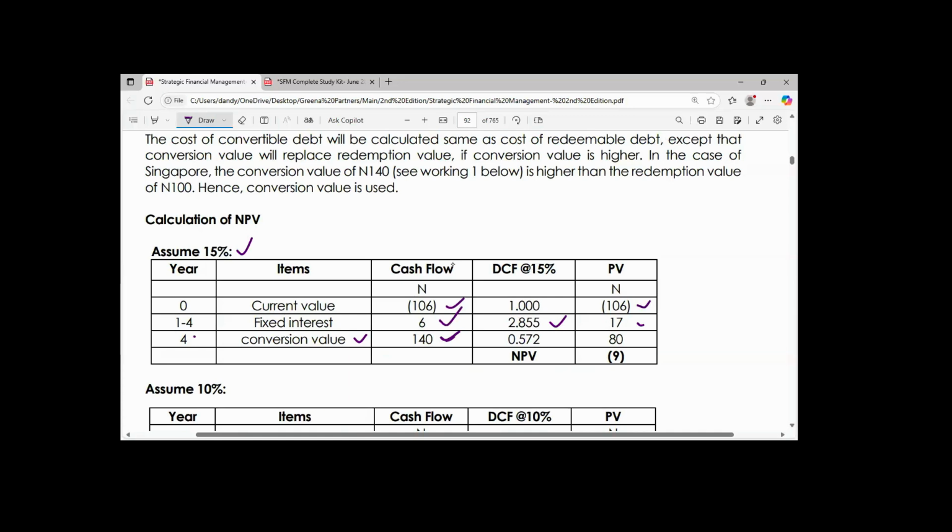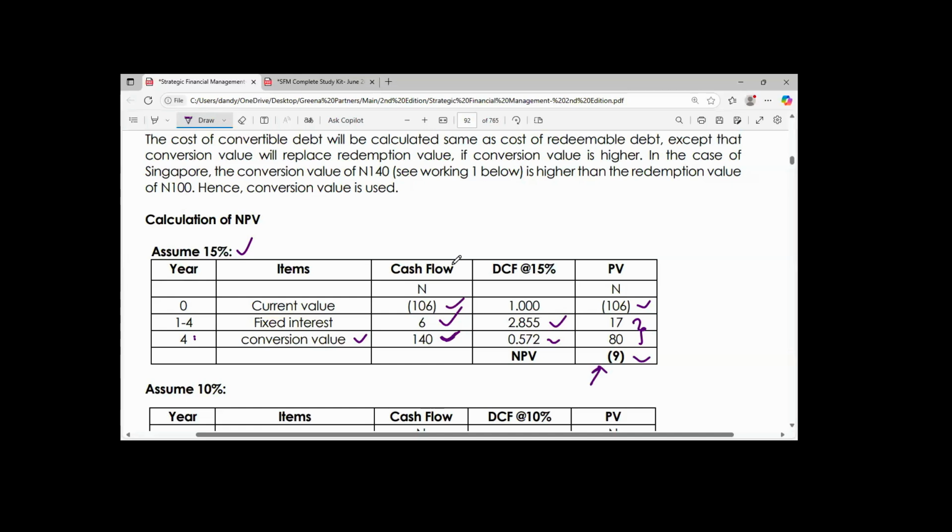Discount factor at year 4. The discount factor for year 4 at 15% gives us 0.572. 0.572 multiplied by the conversion value in year 4 of 140 gives us 80 naira. So 80 plus 17 gives us 97. 97 minus 106 gives us minus 9. Therefore, assuming 15%, we got a negative NPV of 9.